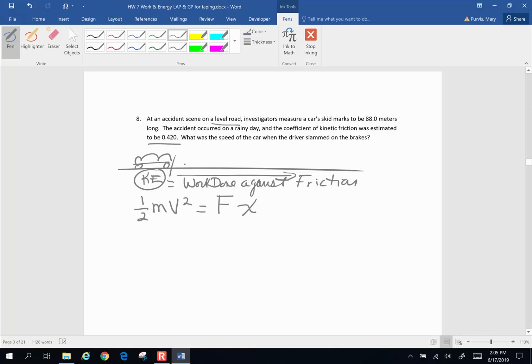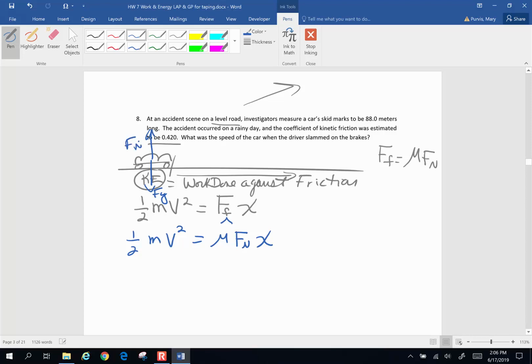This is on a level road, so we don't have to worry about components or things at angles or anything like that. Work done against friction means this is the friction force. Well, friction force, you are aware, is mu times normal force. So let's take this equation one step further. 1/2 mass velocity squared equals friction force, which is mu times normal force, times the distance over which that friction force was worked against. If we have a car sitting on a level road, force of gravity down will be equal to normal force up. And what that means is normal force will be equal to force of gravity. So I can replace normal force with force of gravity, which is mass times acceleration of gravity. So one more time, 1/2 mass velocity squared equals mu mass acceleration of gravity times displacement.